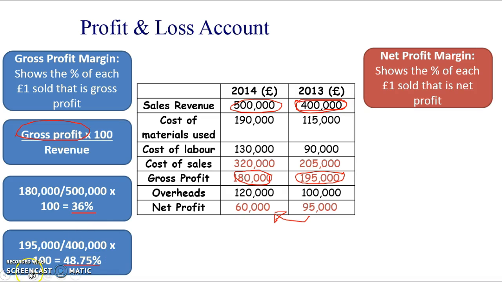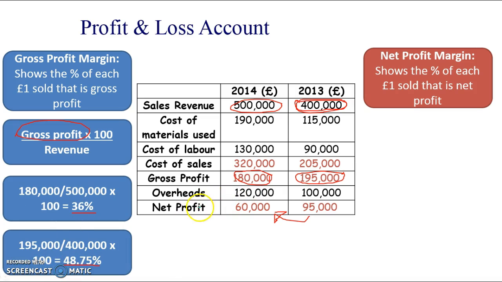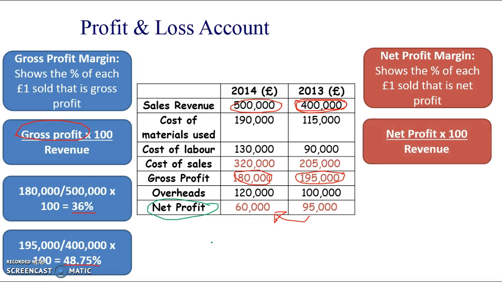Now net profit is the one that we're usually a lot more interested in, because that's the profit at the end. Businesses do have to deduct tax, but that's the profit the business has left to distribute in dividends to shareholders or maybe reinvest into the business. So the equation for this is net profit divided by revenue times by 100.